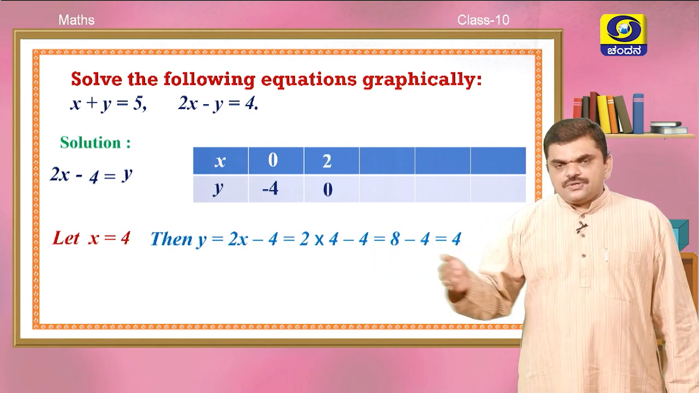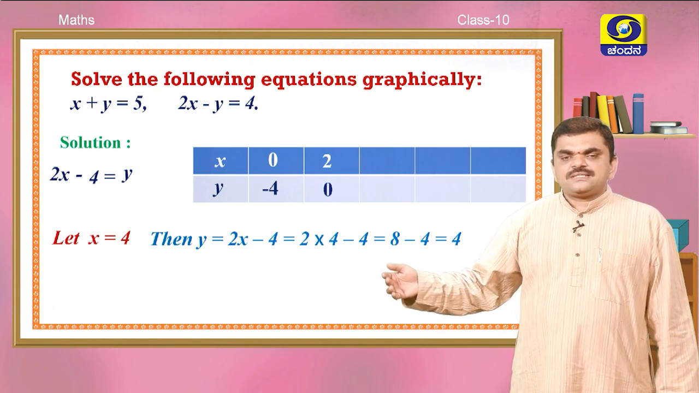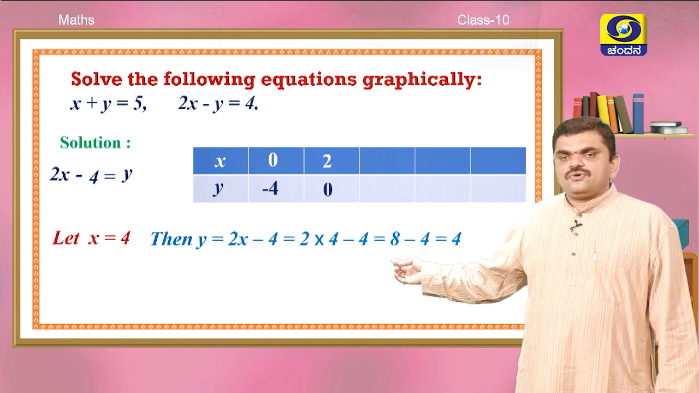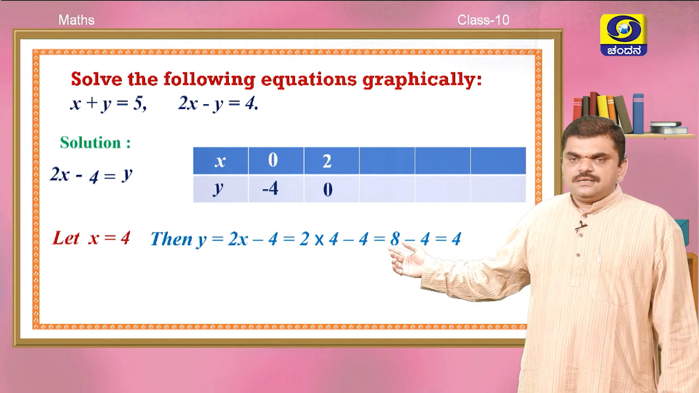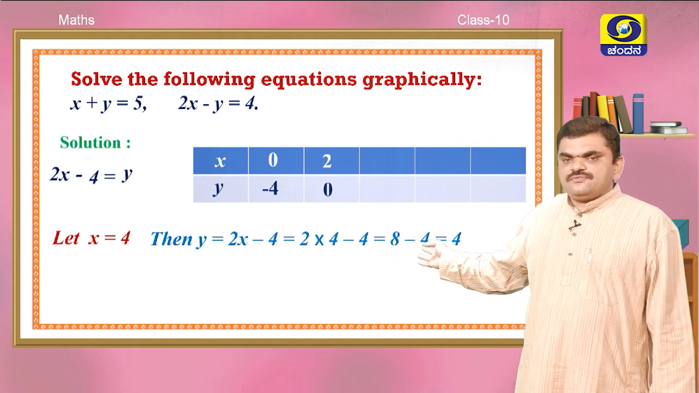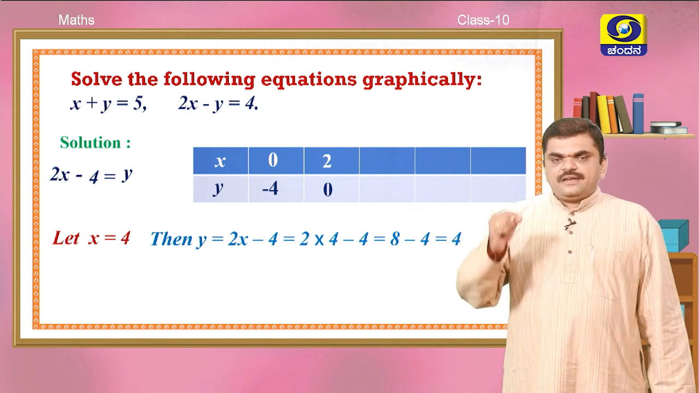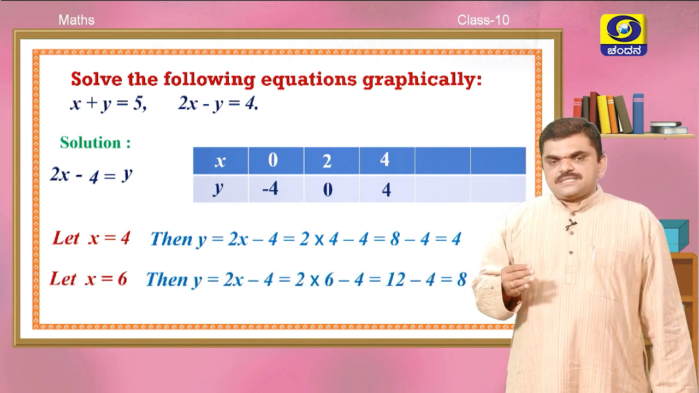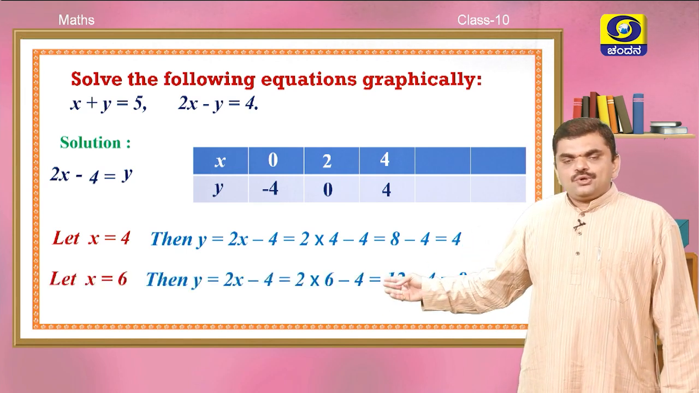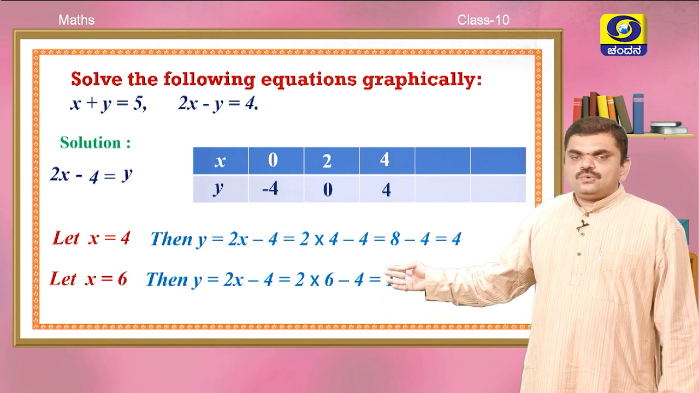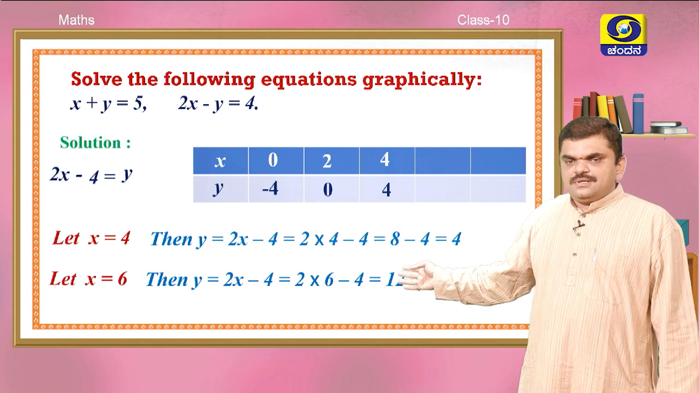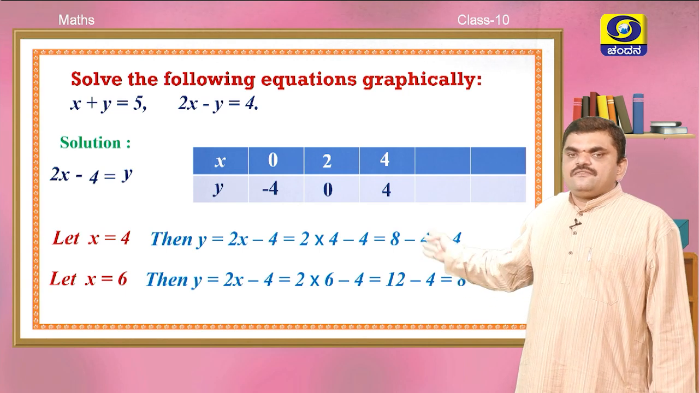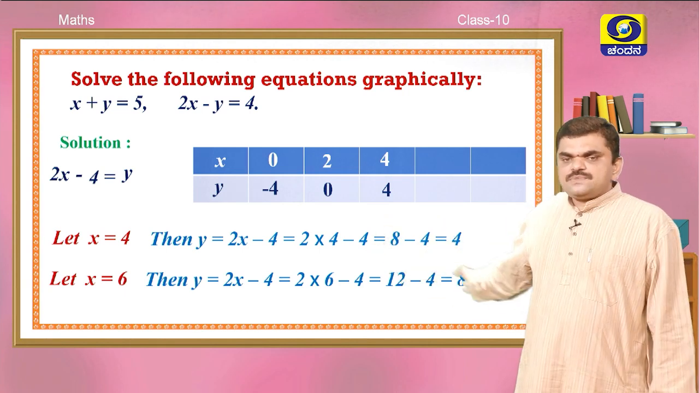When we put x is equal to 4, y is equal to 2x minus 4. That is 2 into 4 minus 4. 2 4s are 8. 8 minus 4, that is 4. When x becomes 4, y also becomes 4 only. Then when x becomes 6, y is equal to 2x minus 4, that is 2 into 6 minus 4, that is 12 minus 4, that is 8. When x becomes 6, y becomes 8.